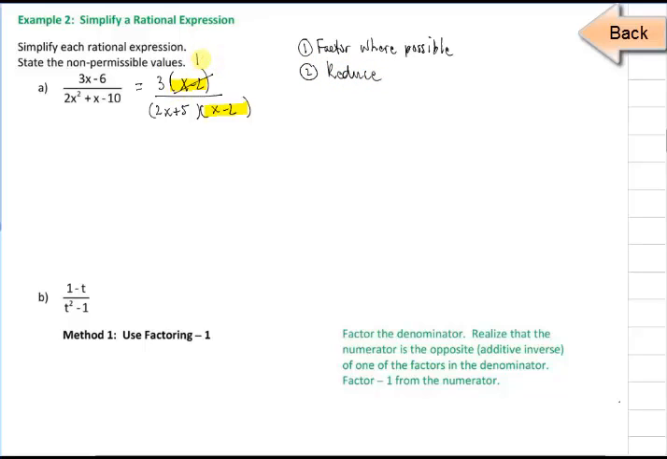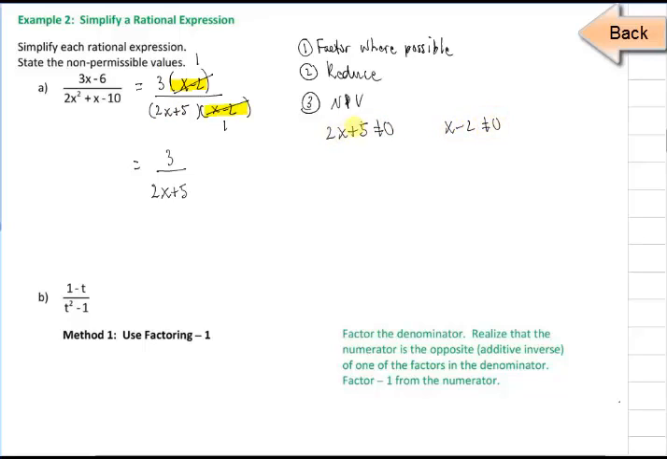So x minus 2 goes into x minus 2 once, x minus 2 goes into x minus 2 once. So in the numerator then you will get 3 times 1 is 3, and then in the denominator 2x plus 5 times 1 is 2x plus 5. And the last step is non-permissible values. So we have 2 factors in our denominator. One of them is 2x plus 5, and the other one is x minus 2.